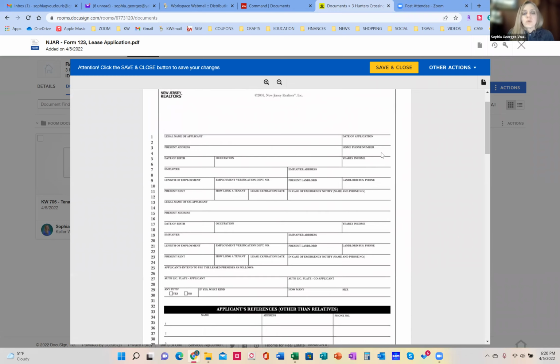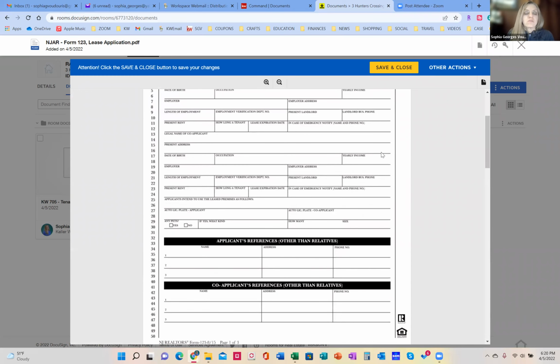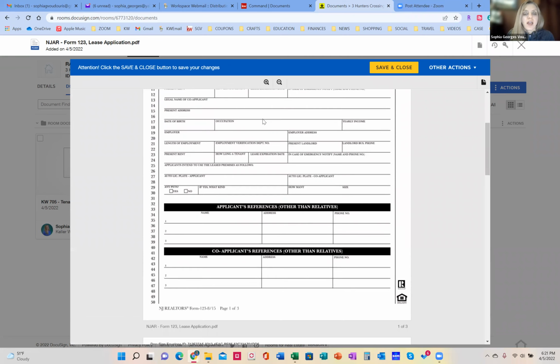So the easiest way is to literally just print this form out and email it to your prospective tenant, and let them fill it out. This is there for them to fill out. And along with this, I tell them, give me your pay stubs and a credit report. So you're pre-screening them with this.